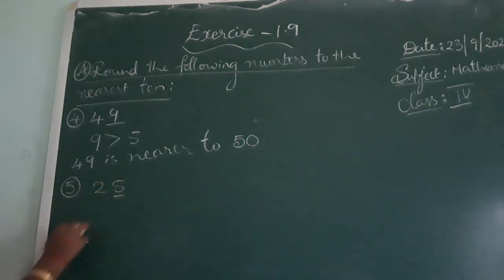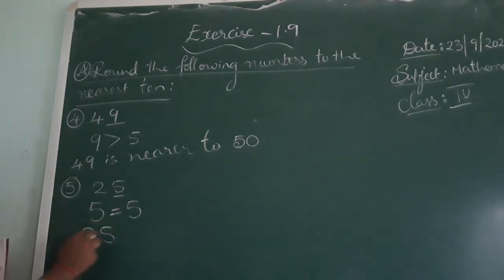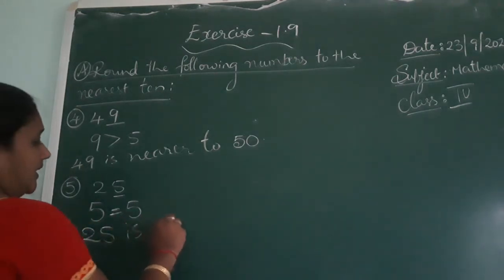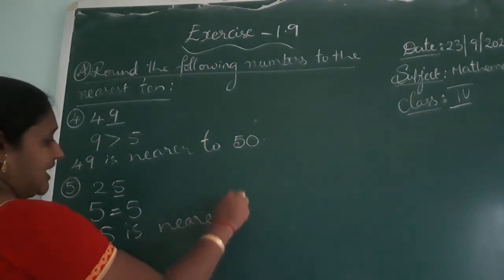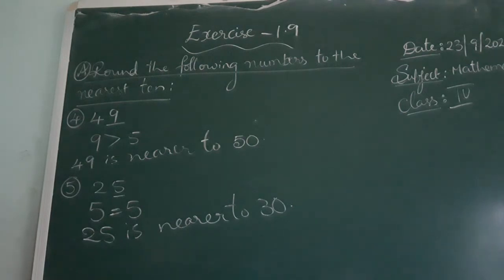See the fifth one, children. 25. The ones place is 5, equal to 5. If the digit at the ones place is 5, that means it is the midway number. If it is a midway number, it is always rounded up. So 25 is nearer to what? The next 10 after 25 is 30. After 20, the next 10 is 30.